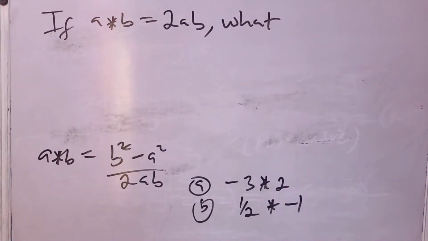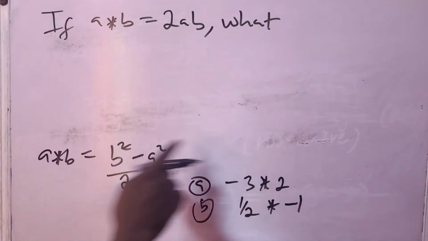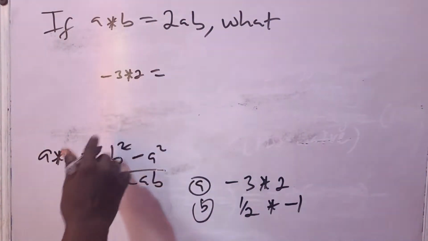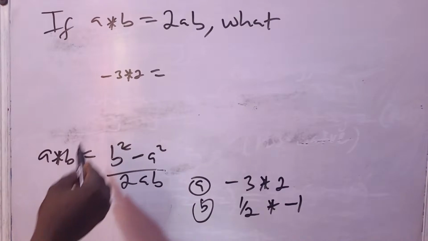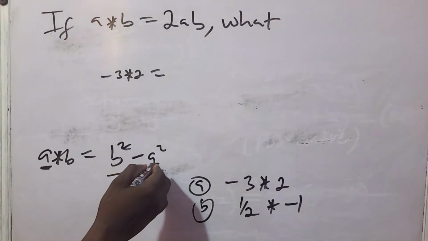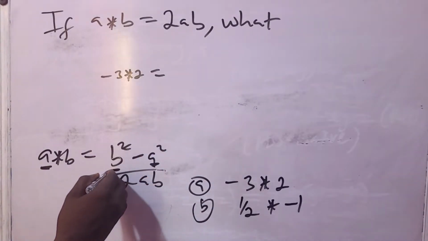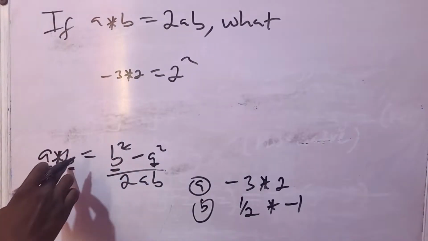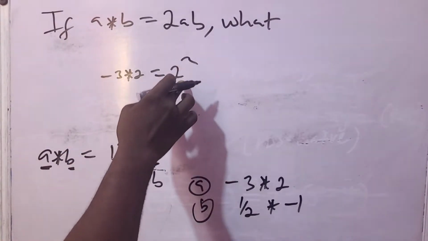Now obviously this is quite simple. You don't need to waste much time there. This is first and second. So you go on to have your minus 3 star 2 being equal to, look at it, this is your first being represented here, and this was your second. So that will be 2 square, the second square, this is b being the second.